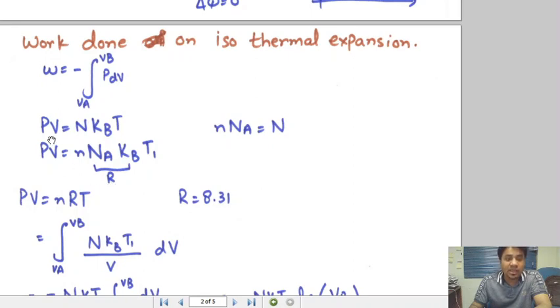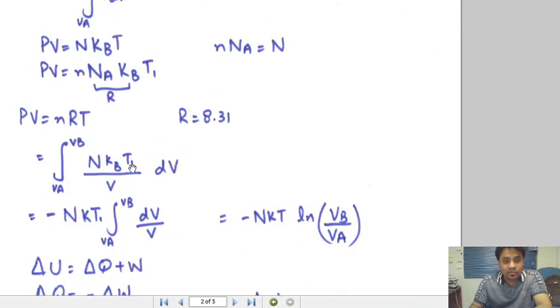So it means that this ideal gas equation can also be written as PV = nRT, where R is the gas constant, which is equal to 8.31. So putting the value of pressure in terms of volume, we will have nk_B T1 divided by V into dV, and nk_B T1 is constant, which can be taken out of this integral. So you will have a minus sign as well: minus nk_B T1 into the integral of dV over V from VA to VB.